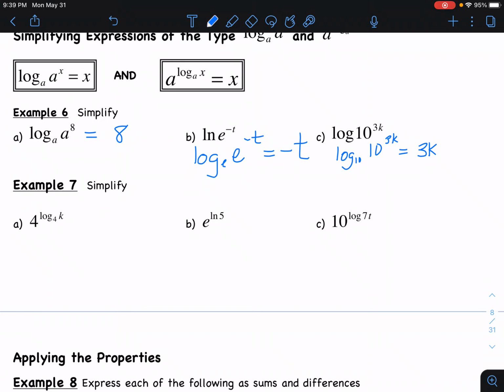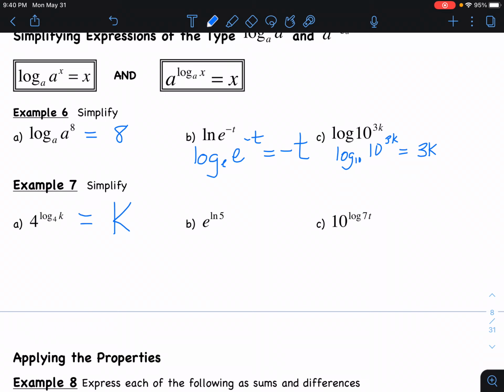All right, so example 7s have to do with the second box at the top middle of the screen. It says when you have a to the power of log base a of x, you're just going to simplify it to an x. So this is just another shortcut property. So let's apply that to example 7, where it says just simplify. In A, we have 4 to the power of log base 4 of k. So when we see those 4s match, that means our answer is just going to be k.